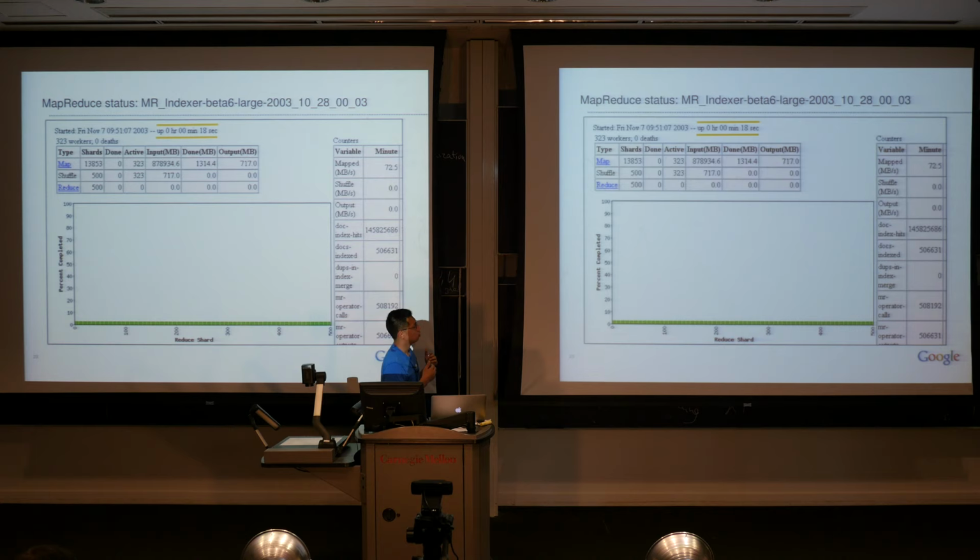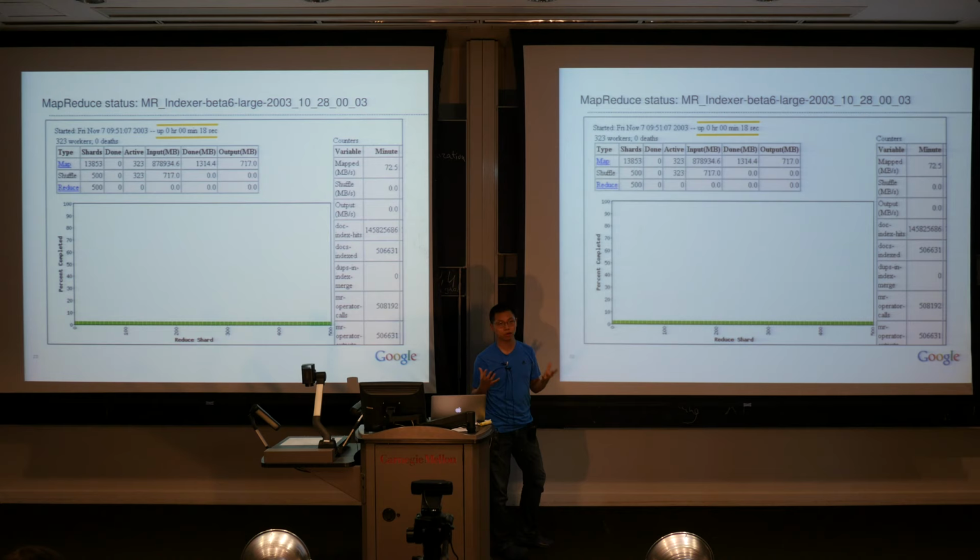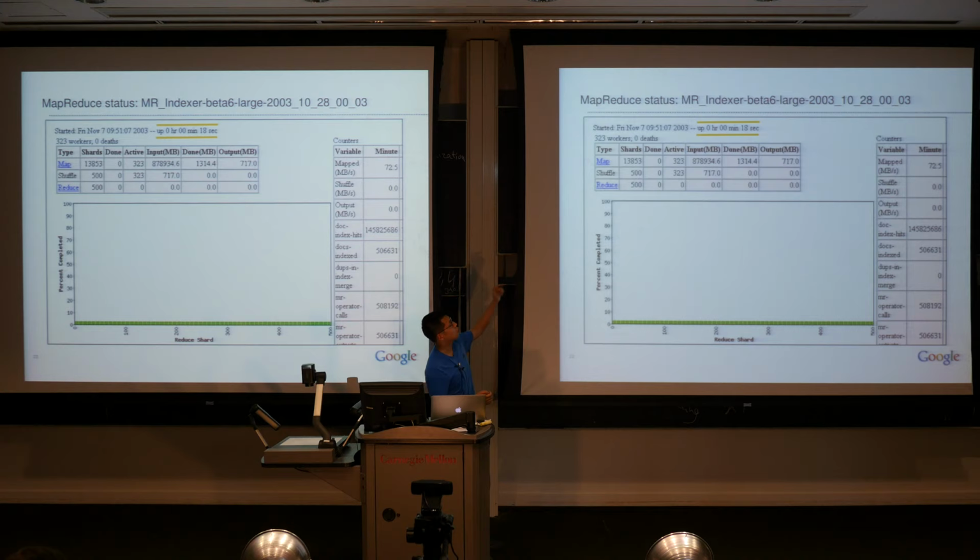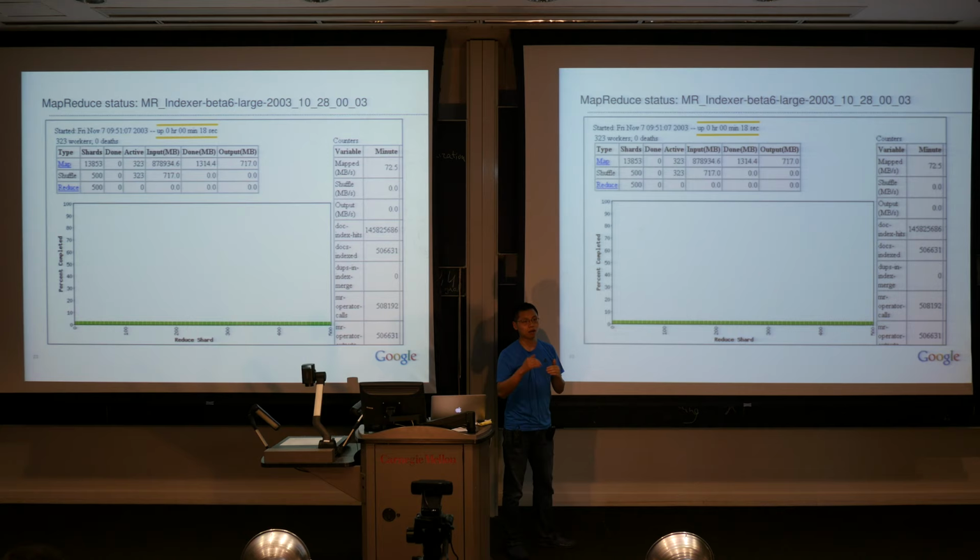In this case, you have about 300 workers, that is the machines you have, and you want to run about 30,000 map jobs, and you have 500 reduce jobs. The second row means how many jobs have been done. The third row means how many are active, how many jobs are running now. The input data means how much data you want to get from, for example, HDFS or a distributed file system. This is how much data you've processed and how much data you have output. In this case, this is at 18 seconds.